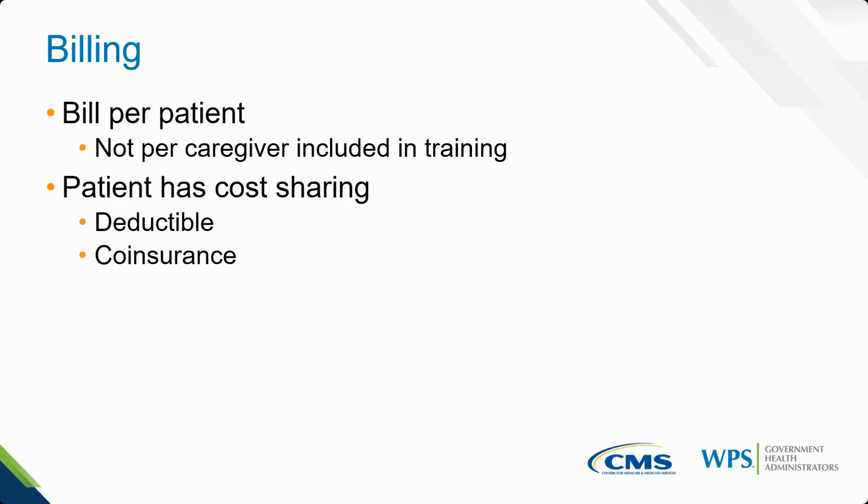The patient is responsible for cost sharing, as I mentioned before. This would be any unmet deductible and then coinsurance for the service. Currently, what is showing for this service is that the coinsurance is about $4.50 to about $5, depending on the geographic location. And again, that's one of the reasons why you have to have that separate consent, not just the normal consent, but a separate consent for caregiver training services.